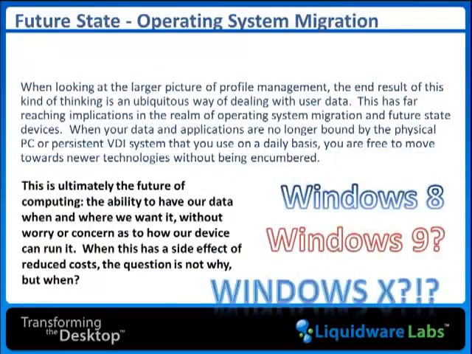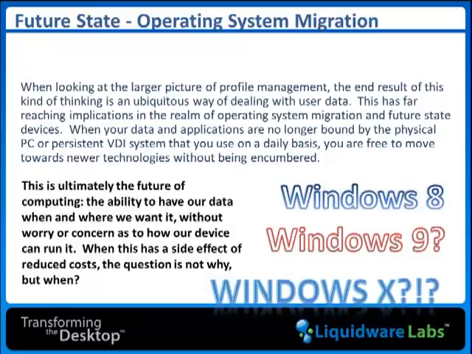Now we get to talk a little bit about future state. When looking at the larger picture of profile management, the end result of this kind of thinking is a ubiquitous way of dealing with user data. We're making things migrate between operating systems whenever we want. Just by having the user log in, they get their data. Then we're essentially allowing the users to do whatever they want as a result. And this has far-reaching implications into the realm of operating system migration and future state devices.